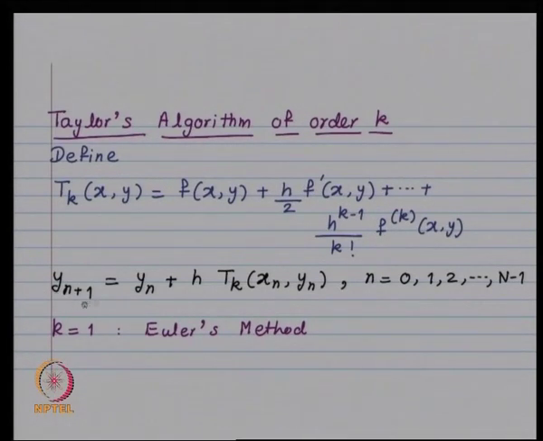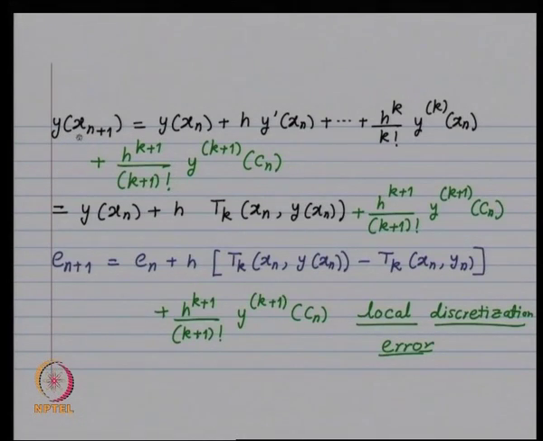And then y n plus 1 is equal to y n plus h times T k x n y n. If you consider k is equal to 1, that means you have got only f x y. So, that gives us Euler's method. If you retain more terms, then you are going to have a better discretization order, but you will need to evaluate all these derivatives. So, this is the Taylor series expansion for unknown function y, where we are retaining k terms. This is the error term.